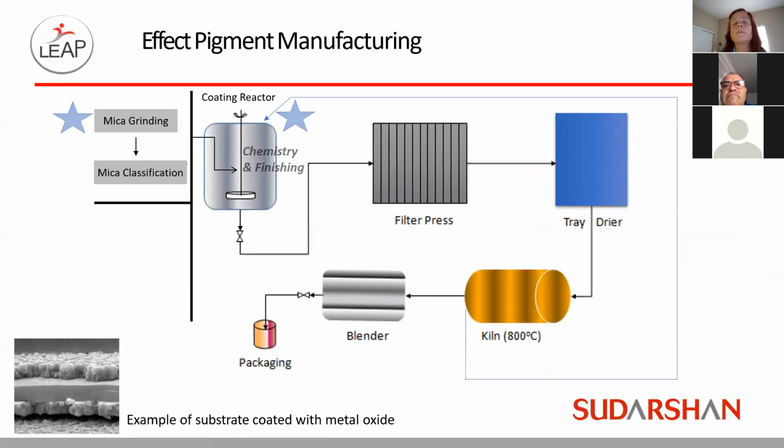With regards to effect pigments, it's very similar. The chemistry comes from the metal oxide that is deposited on the mica platelet, and then the finishing part is really the surface treatment or encapsulation that might be required for that particular application. So there's still an equal impact from both the chemistry and the finishing with respect to mica effect pigments as well.